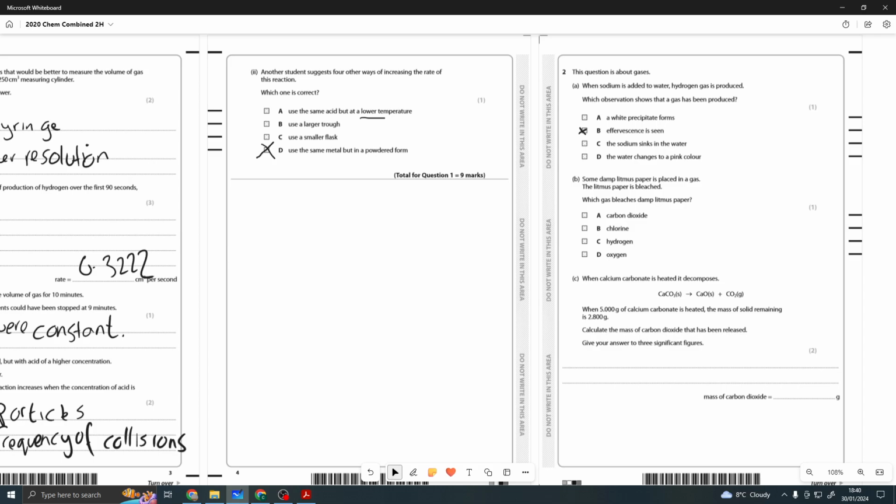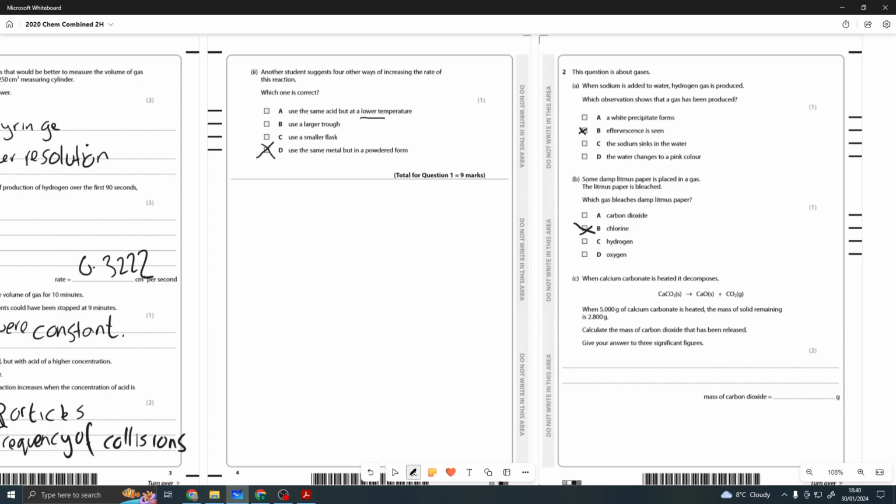Hydrogen, a lit splint gives a squeaky pop, and oxygen, a glowing splint will relight. So it asks you which one bleaches litmus paper. It is chlorine. No magic trick there, you just got to know it. Okay, now this next one says, when calcium carbonate is heated, it decomposes.